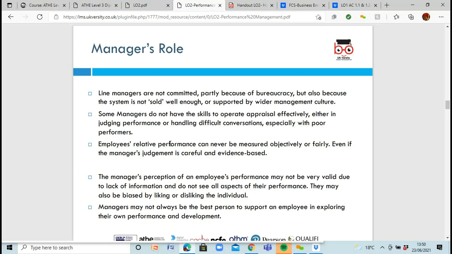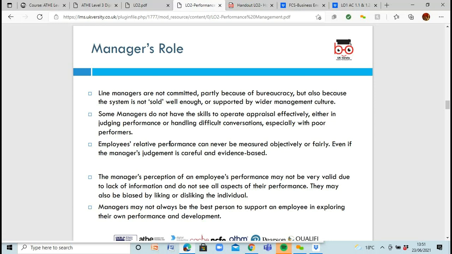So the manager's perception of an employee's performance might not always be valid. They might have a lack of information, they might not see all of their performance, they might have just walked past and seen somebody blow their fuse and form a judgment, but they might not see what might have led to it, what might have been the situation, or what could have actually happened. Was somebody winding them up, or was a system not working? What was actually going on?